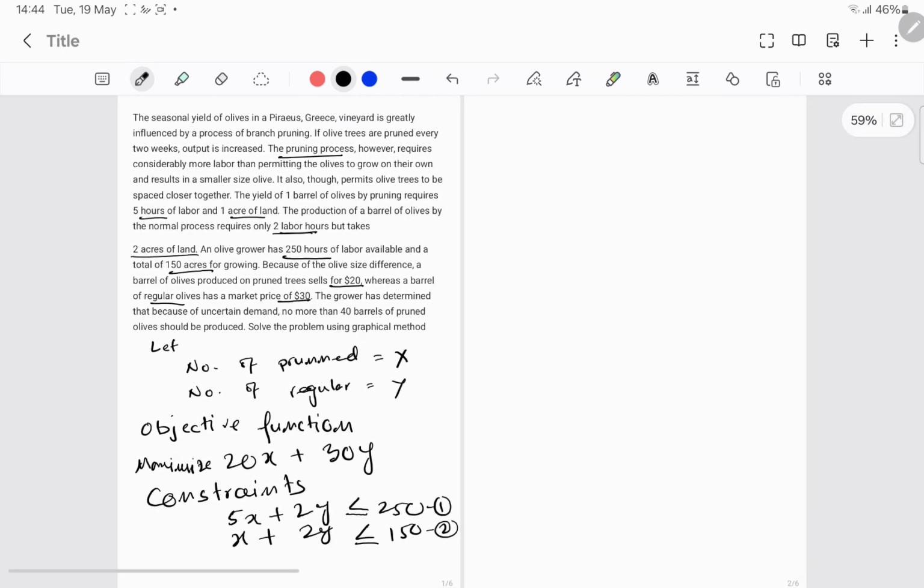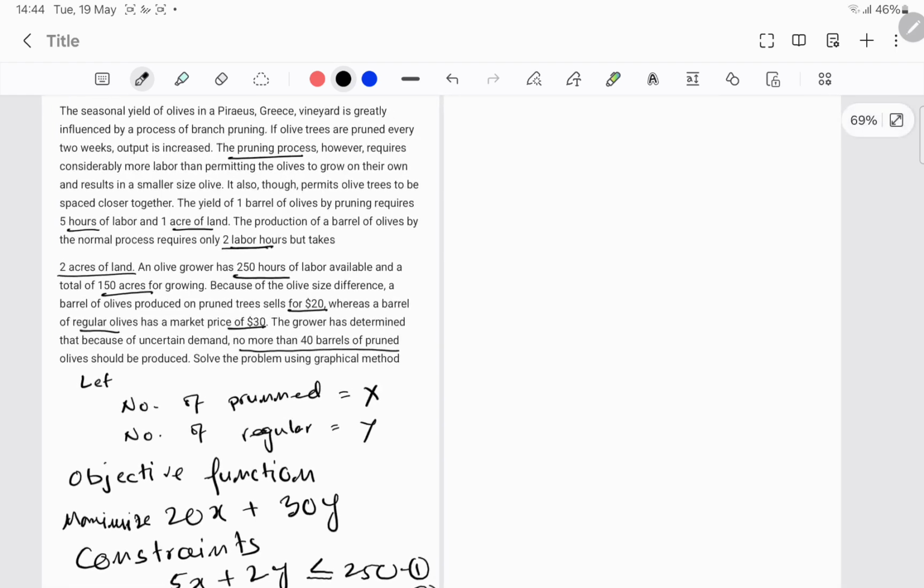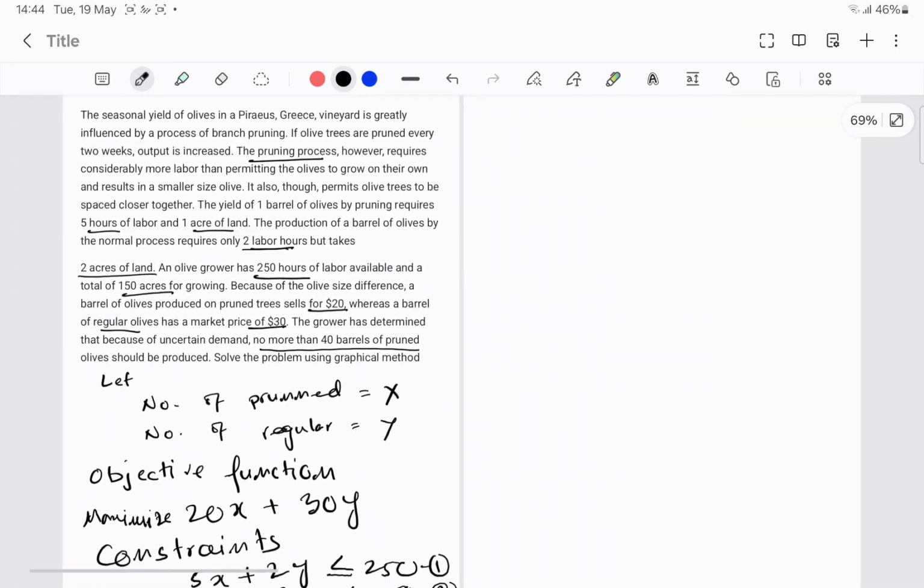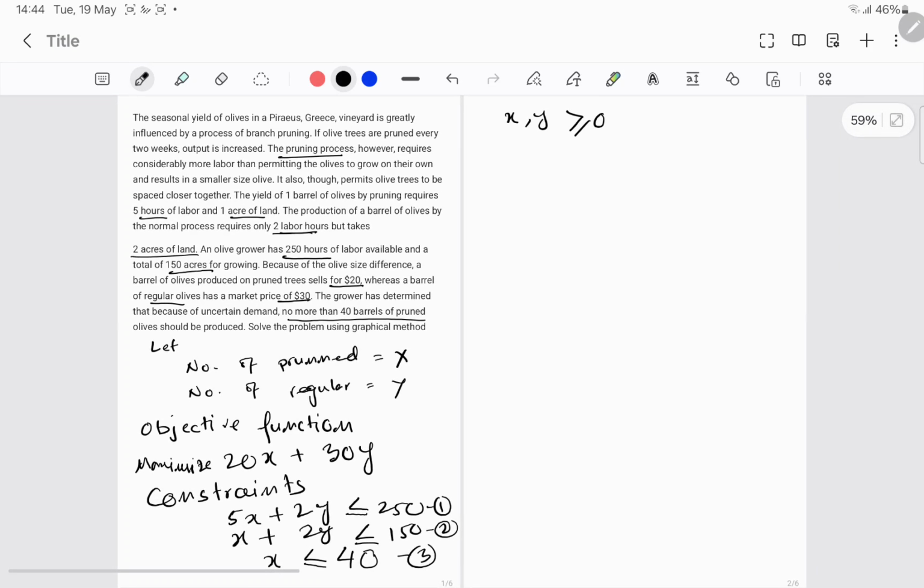Okay, we have one more constraint in here. You can see here, no more than 40 barrels of pruned olive should be produced. That means x should not be more than 40. Okay, this is our equation number 3. We also have to mention the non-negativity constraints, which are x and y should be greater than or equal to 0. It can't be less than 0. Okay, so now we have our objective function, we have our constraints. Now we will solve it.